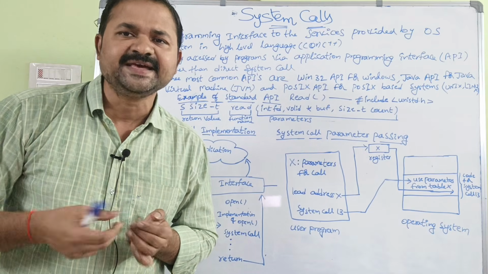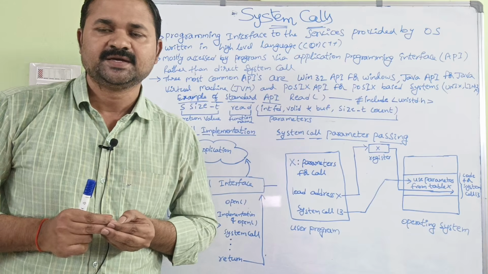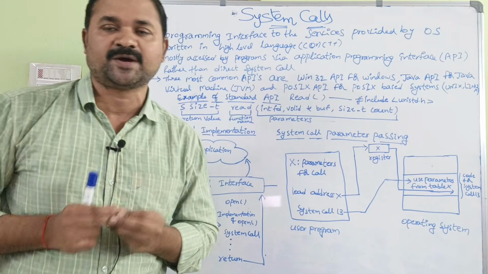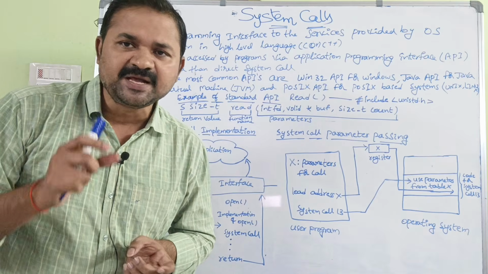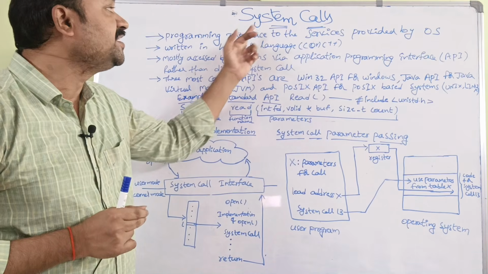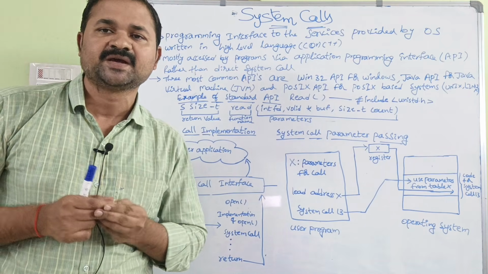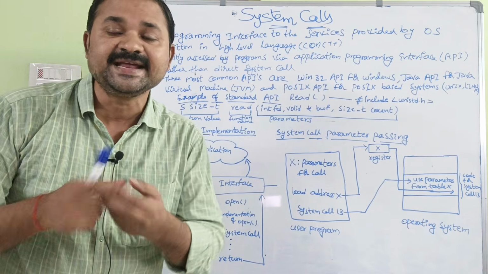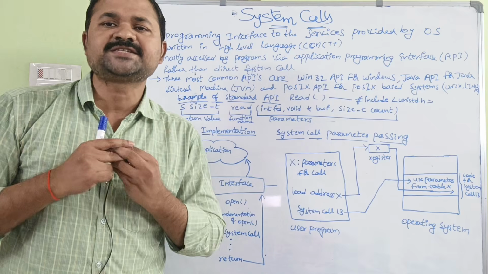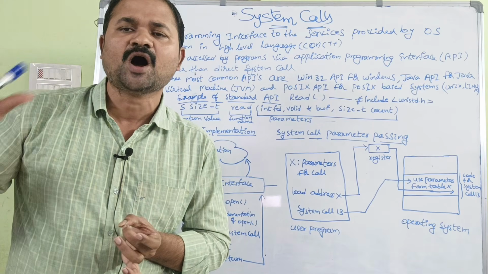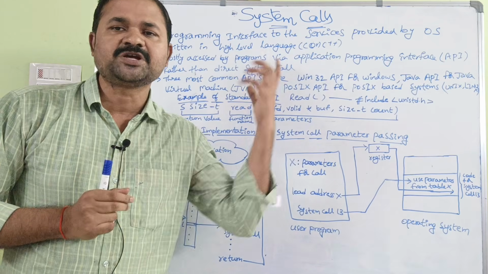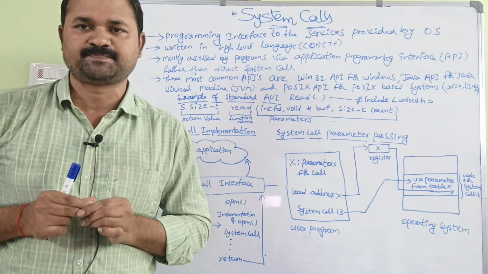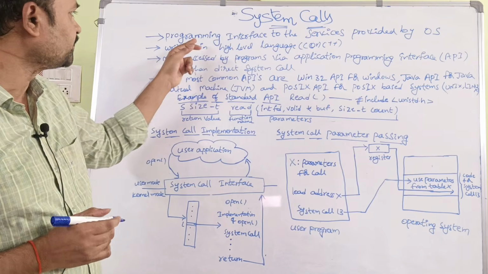If a program is developed by the user, then the corresponding program is called an application program. In an application program, we will use system calls in order to access the services of the operating system. Here system call is a part of operating system. System calls will be written at the time of designing the operating system. So let's see the definition here.